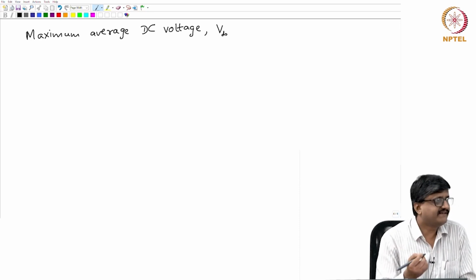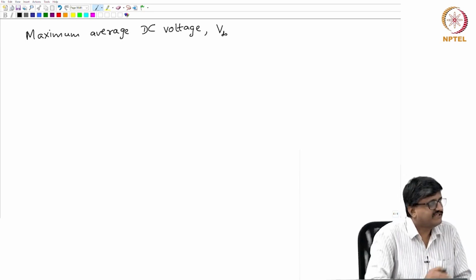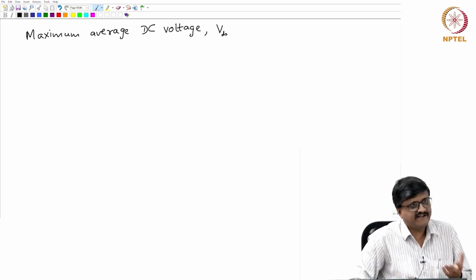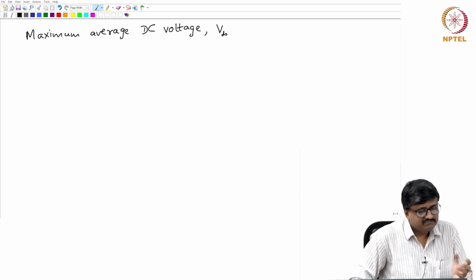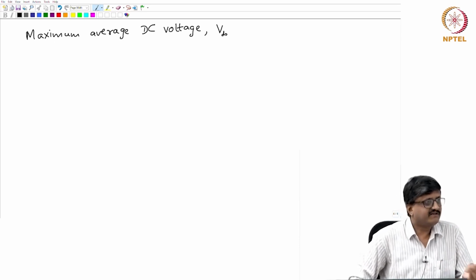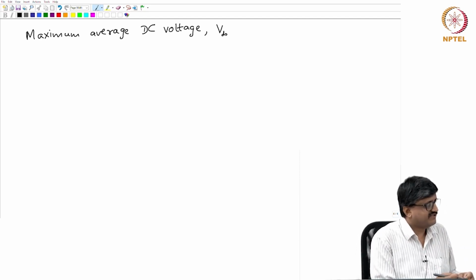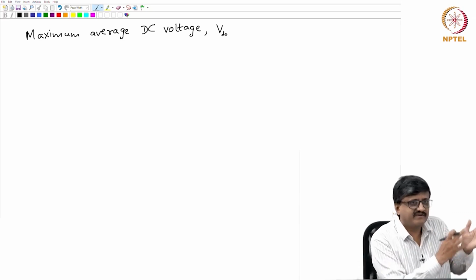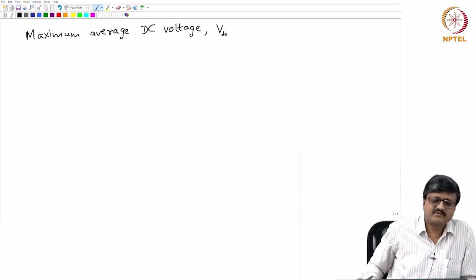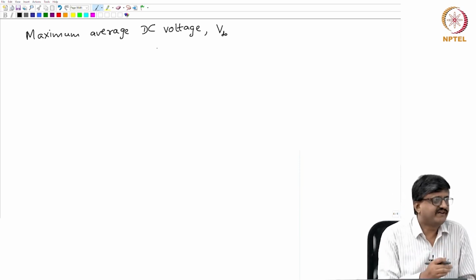So, how do I get the expression for the maximum average DC voltage in terms of the other known quantities? Say, we have an AC voltage in terms of EM, and we have a basic commutation group in which there are Q thyristors or Q voltage sources, and there is a set of basic commutation groups connected in series. So, S number of basic commutation groups connected in series, R number of such series connections connected in parallel. So, can we get the maximum average DC voltage in terms of these quantities?